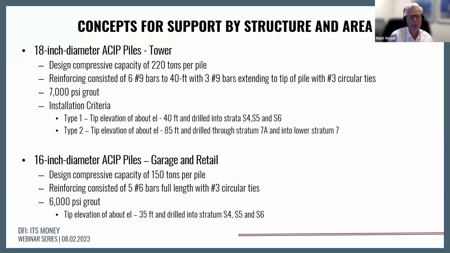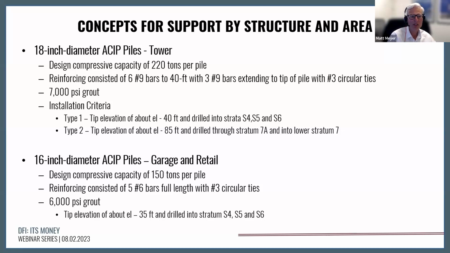Conversely, that was not the case for the tower. The initial concept was 220-ton piles for the tower, reinforced as indicated in this slide, 7,000 PSI grout, 2 different installation criteria, one where the piles are medium length above the stratum 7A where it is not present. The building was predicted to settle less than 1 inch.